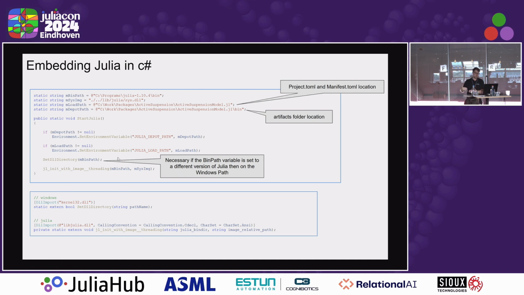So you launch your C# process, and then you call jl_init_with_image, and then you have the Julia backend running inside of that process. So they're sharing memory. And you just need to give it the technical bits of where's the Julia executable, where's the system image, and then where is your load and depot path.